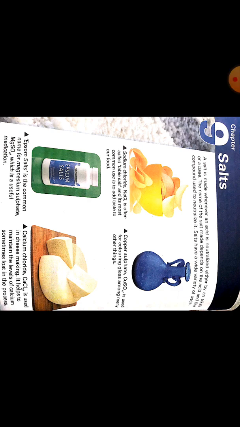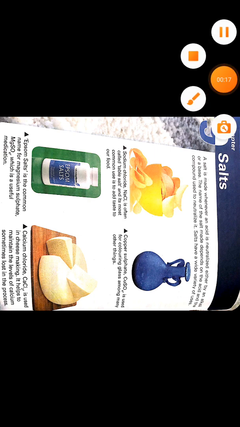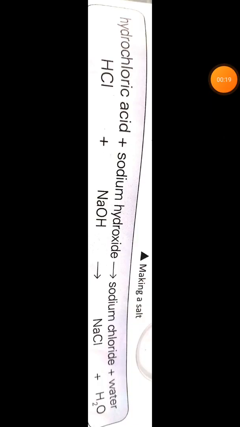Today we are going to start science session 1, chapter number 9, salts. Class, what are salts? Salts are formed when any acid and alkali react with each other.